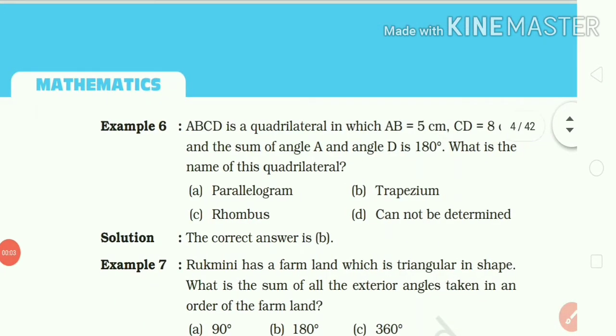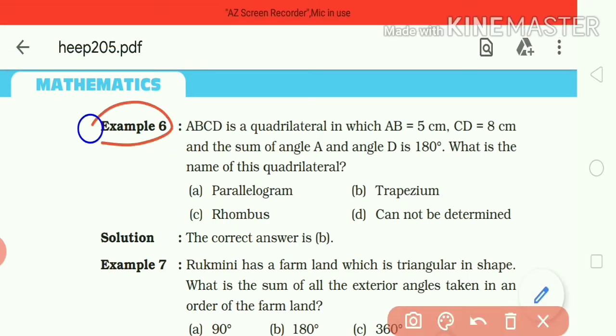Hello everyone. Let us start the revision of chapter 3, that is understanding quadrilateral, and chapter 4, that is practical geometry. In this series, this is part 3, and we will do fill-ups today, but one question is on demand.